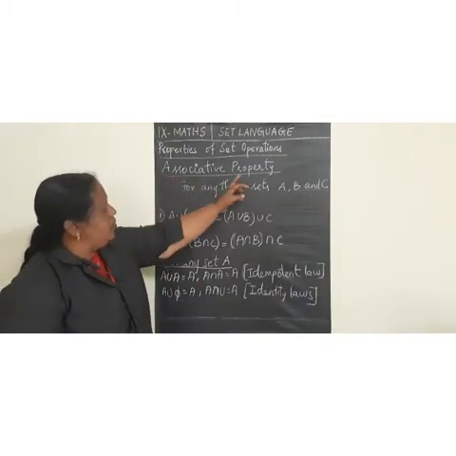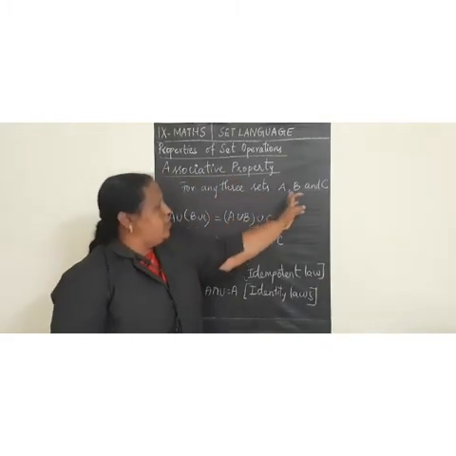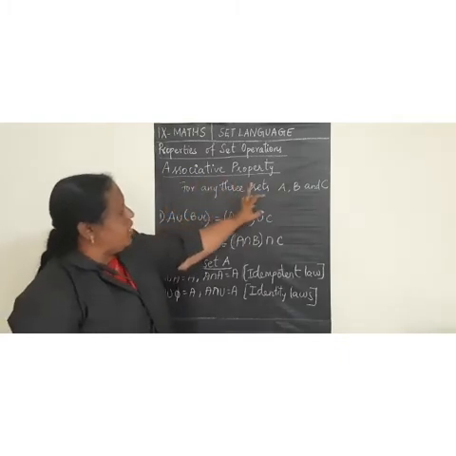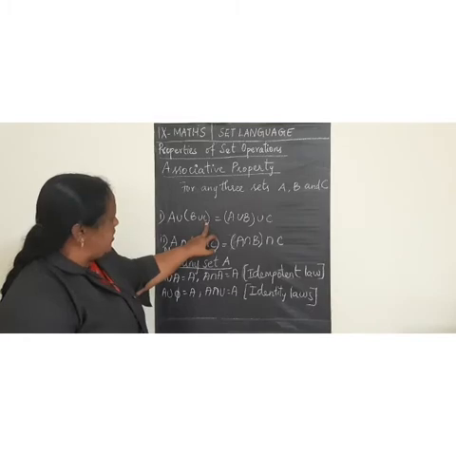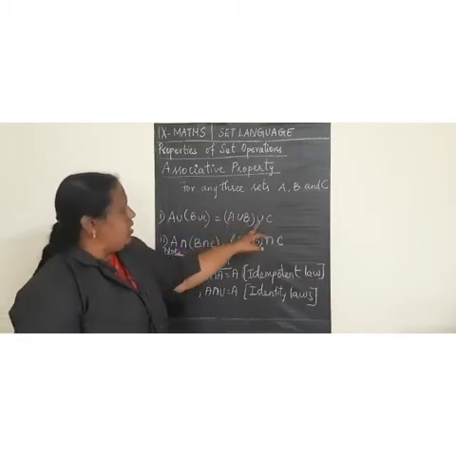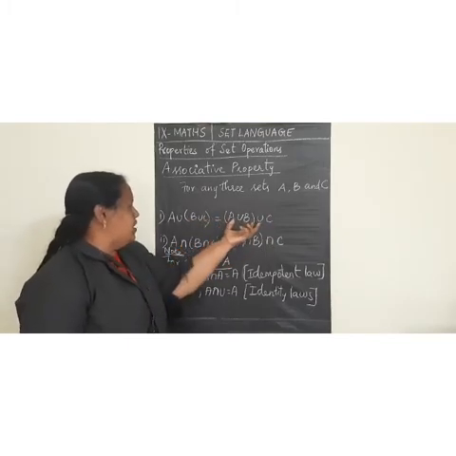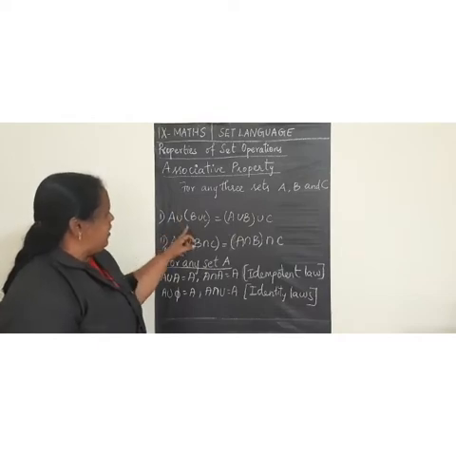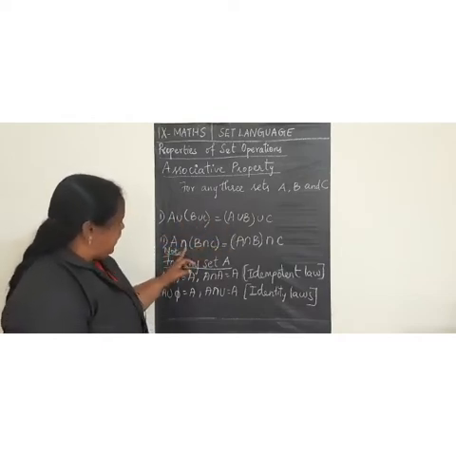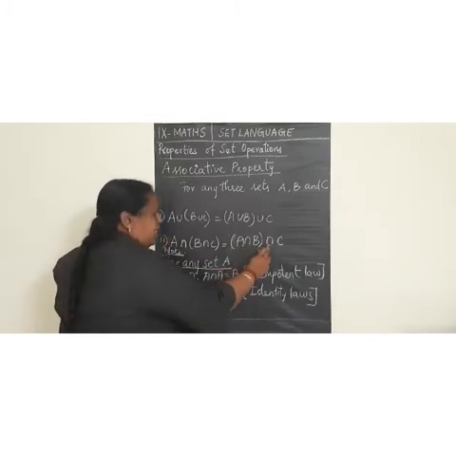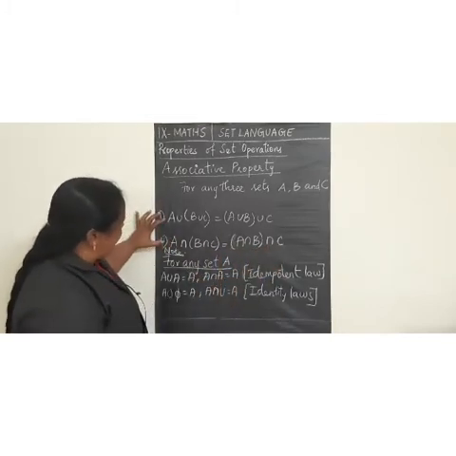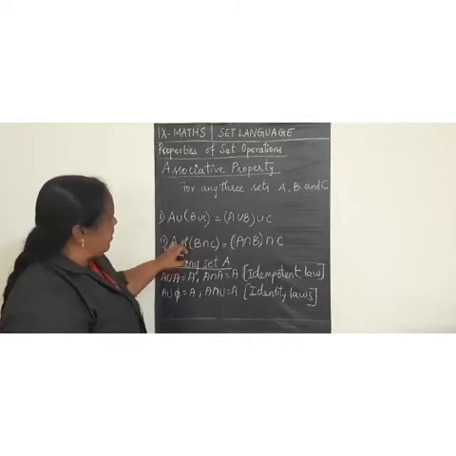Next, the associative property for any three sets A, B and C. So for the associative property we have to take three sets A, B and C. A union B union C is equal to A union B union C, only the bracket will differ here. Next, A intersection B intersection C is equal to A intersection B intersection C. These two are the associative properties.